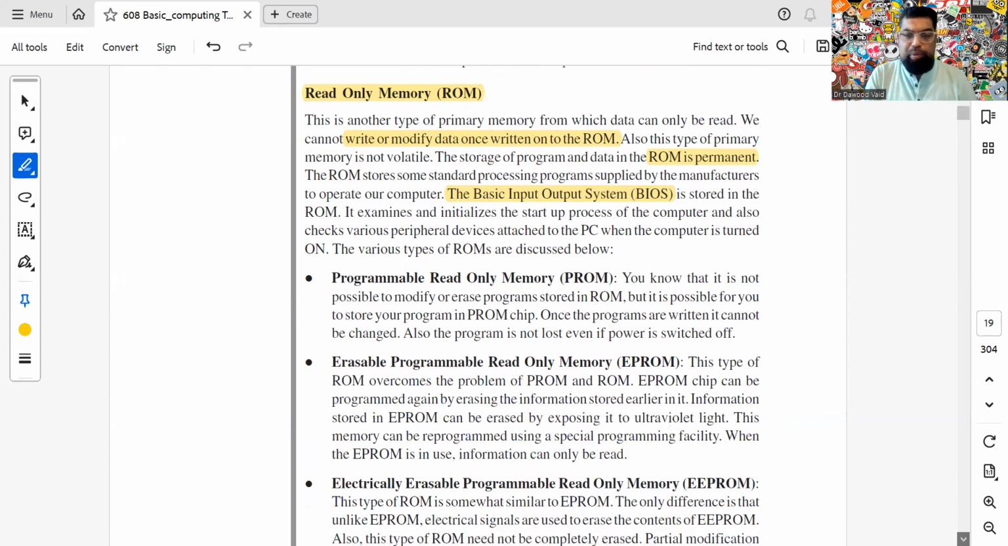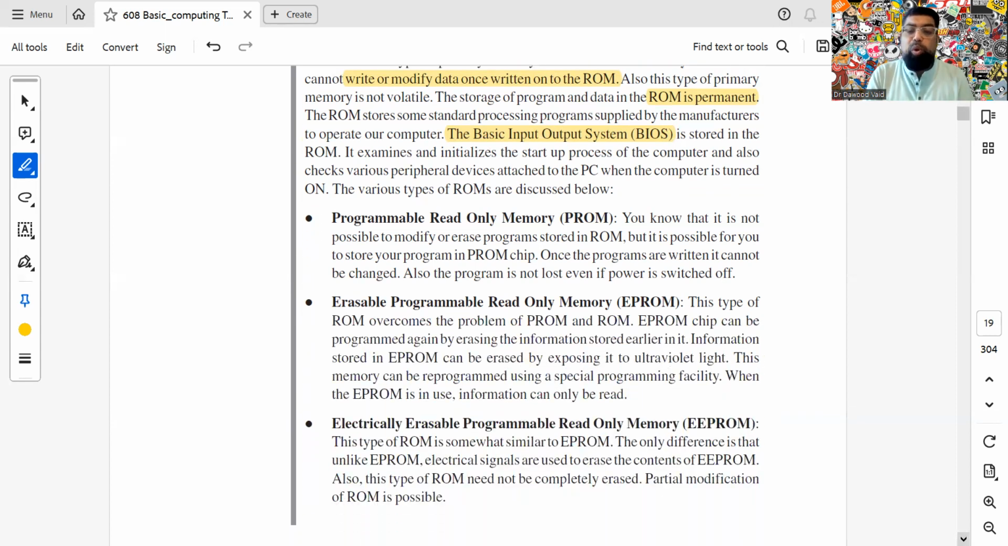For example, different types of ROMs, I'll give you an example. PROM, programmable read-only memory. You can only program it once. Once written, it cannot be changed, even if you switch off the computer. PROM, EPROM, erasable.